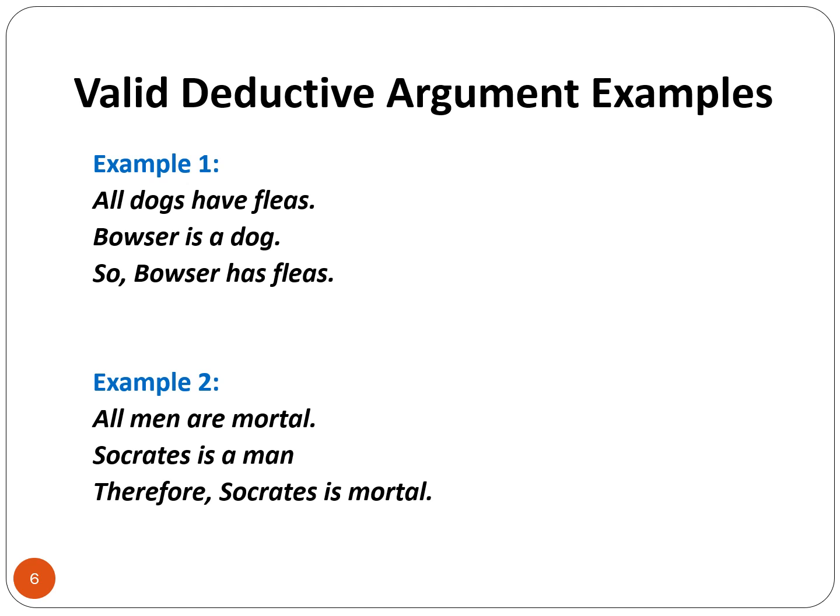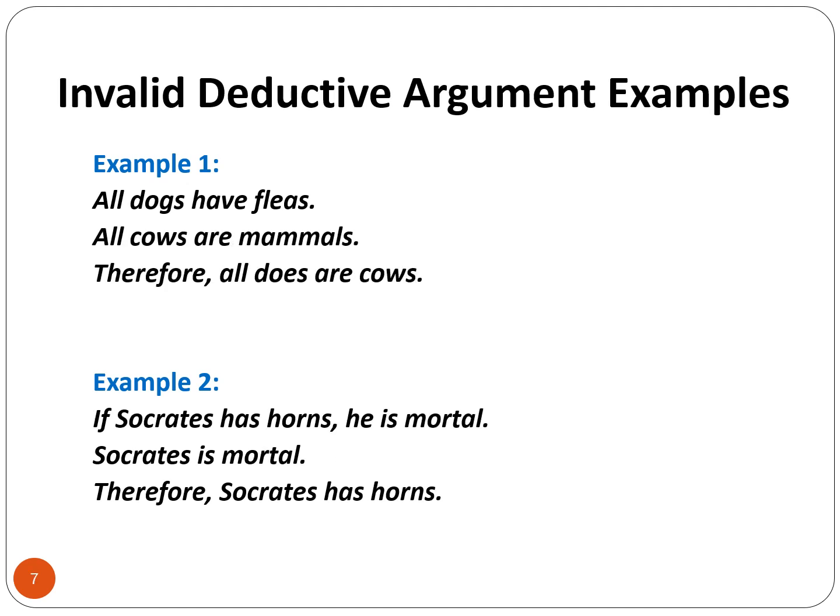Recall from our earlier lectures that arguments are comprised of premises and conclusions. Premises are statements or reasons given in support of the conclusion of arguments. The conclusion is a statement that the premises are intended to support. Both of these are invalid deductive arguments because their conclusions do not logically follow the premises.